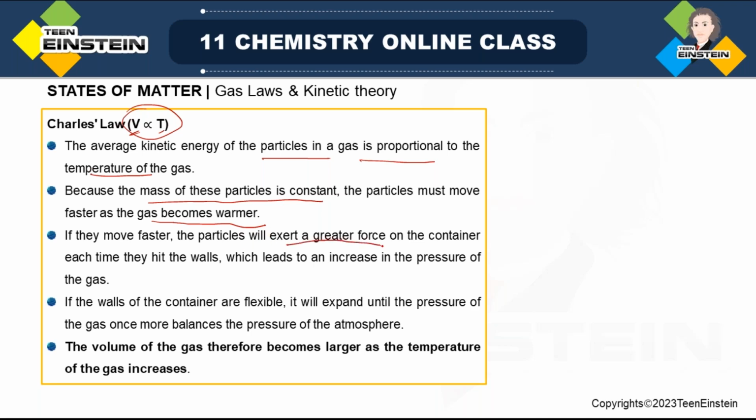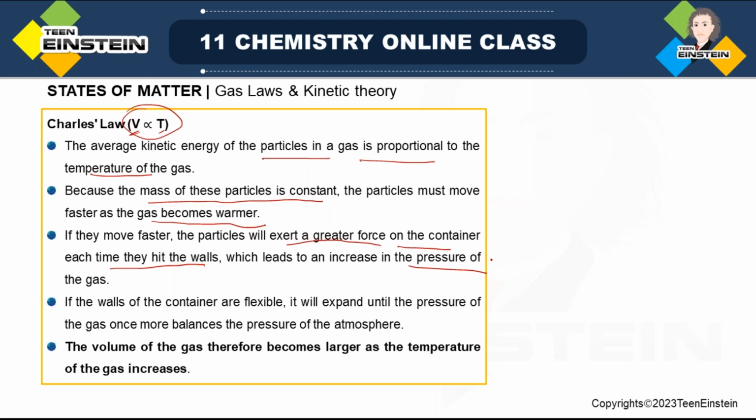So particles will exert a greater force on the container whenever they are hitting the walls. Now that will lead to an increase in pressure. But remember, pressure must be constant because we are comparing V and T. It is the same type of situation as in the previous slide, where you were trying to see the relation between V and N, Avogadro's hypothesis. You are increasing the number of moles, but pressure is increased, and we have to keep the pressure the same. So to do that, volume will increase.